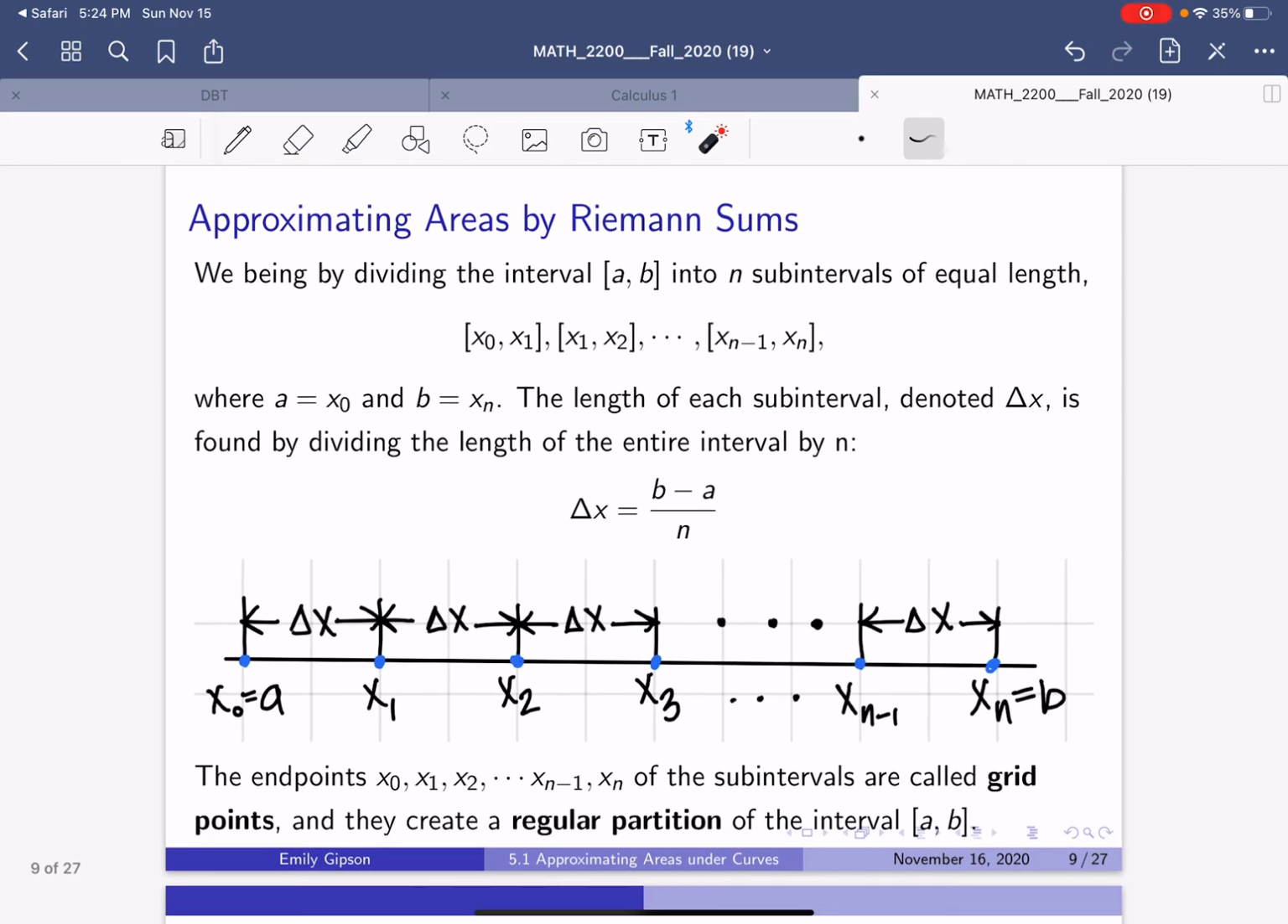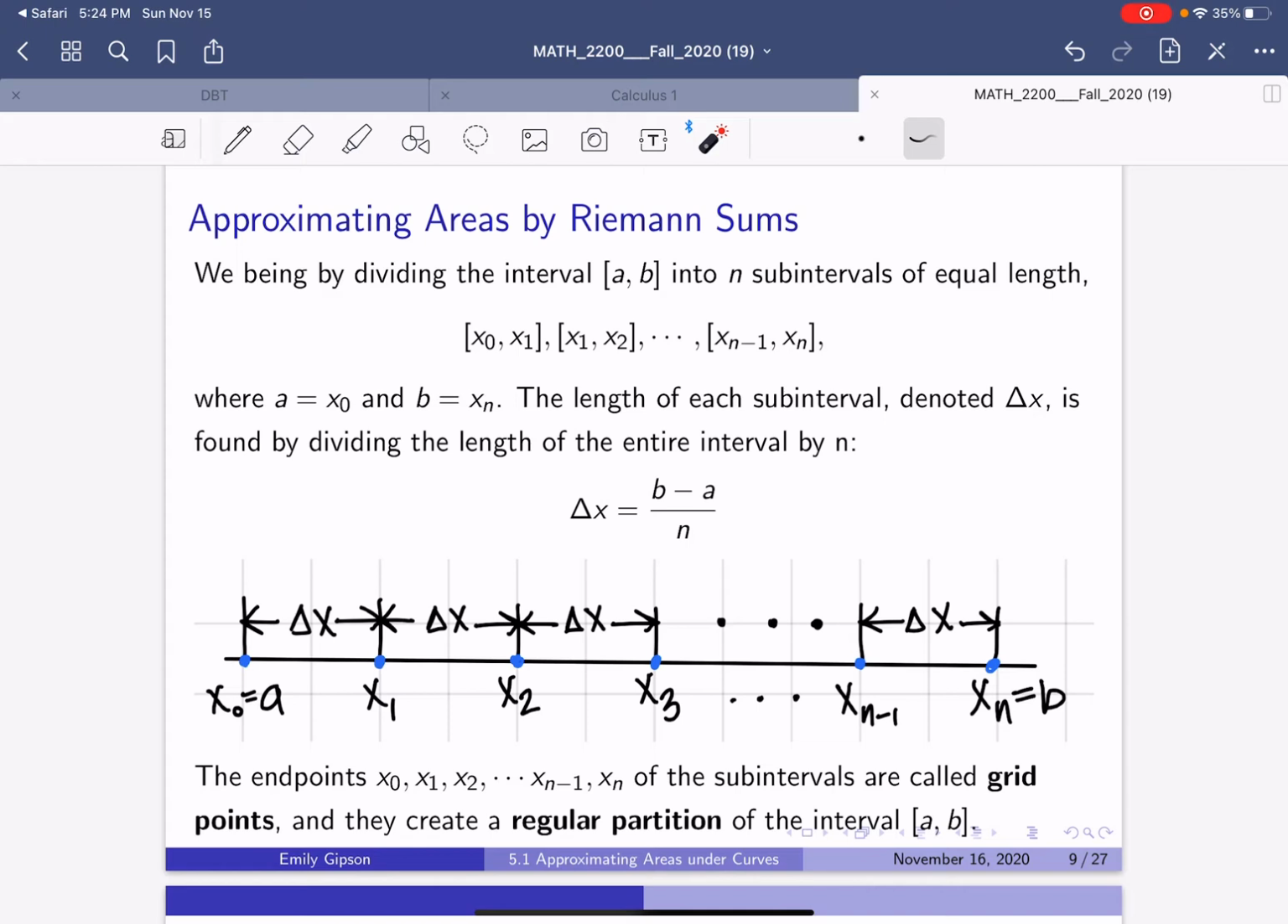We begin by dividing the interval a to b into n many subintervals of equal length, where x0 equals a and xn equals b. So x0 to x1 is a to x1, then we have x1 to x2, on and on until we have xn minus 1 all the way to b. The length of each subinterval, denoted delta x, is found by dividing the length of the entire interval by n. So if I have 6 subintervals, then I use n equals 6. So delta x equals b, my endpoint, minus a, my starting point, all over n.